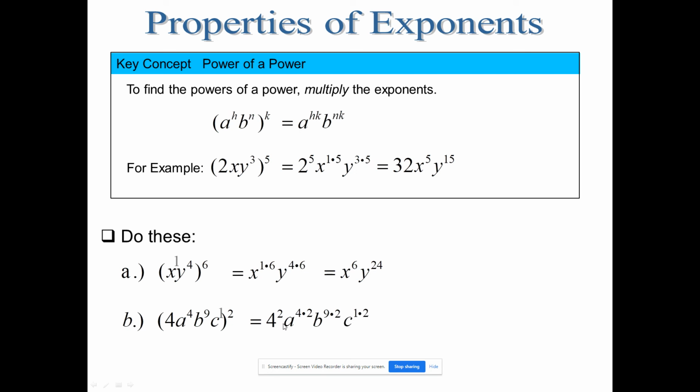I just attach the 2 there. If there's no exponent, just put that power there, like I did here, 4 squared. So don't forget, if this is doable, like 4 squared is doable, so that would be 16. And then a to the 8th, b to the 18th, c squared. And there it is.